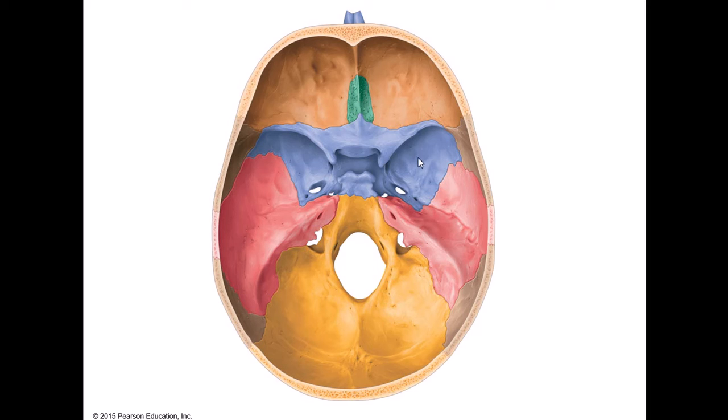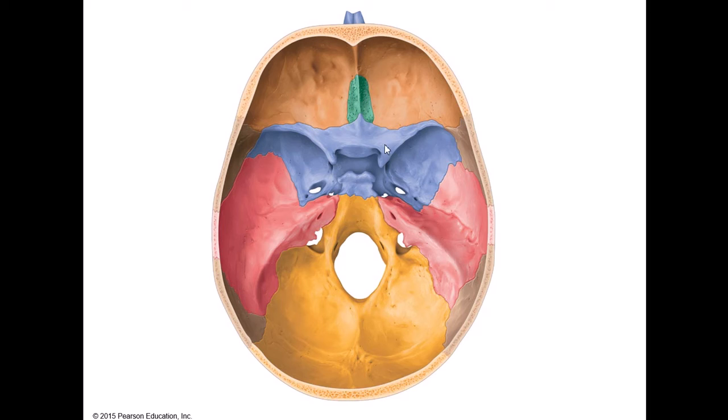In the greater wing of the sphenoid, there's three holes. Over here is the foramen rotundum, foramen ovale, foramen spinosum. Okay, so kind of like R-O-S, like that. Foramen rotundum, ovale means that the shape is oval, and then spinosum. All right, so notice those three are all in the greater wing.